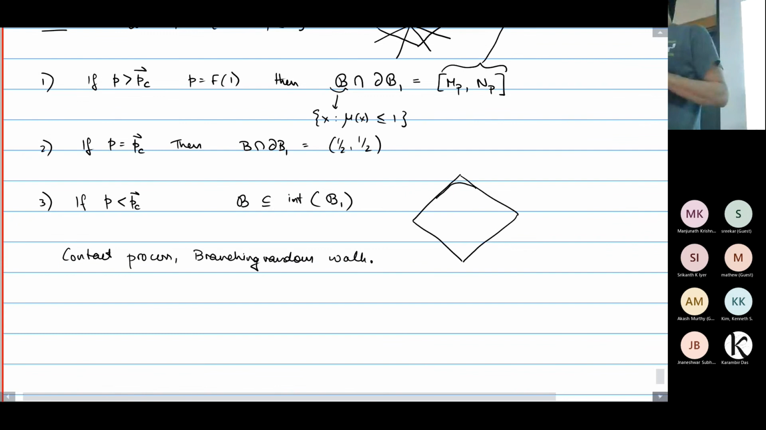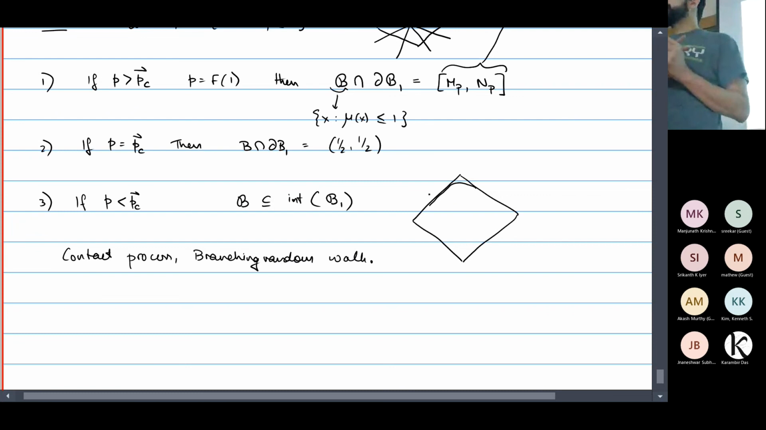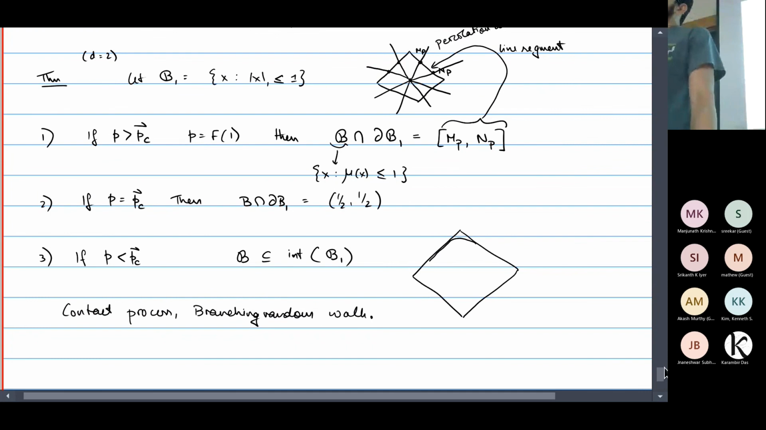When you say B intersect the boundary of the L1 ball, what do you mean by that interval? So that's shown in this picture. It's just that line segment between m_p and n_p. I'm happy to be explicit; I didn't want to write down equations of lines. But then I'm confused about path two, because path two looks very precise. I assume m_p and n_p are the endpoints of all the line segments. That's right.